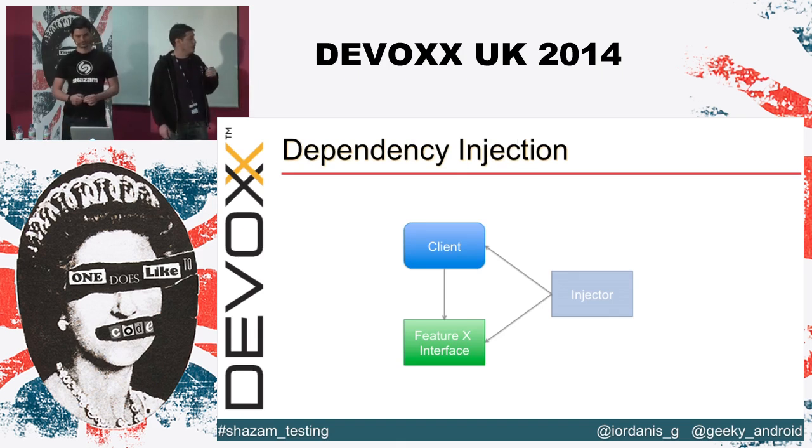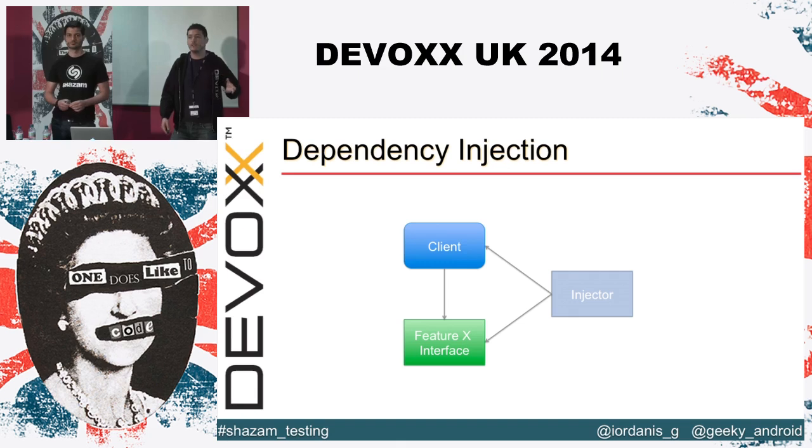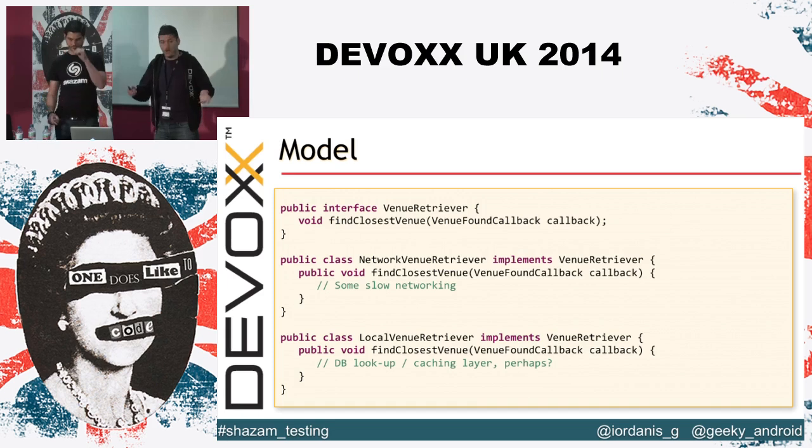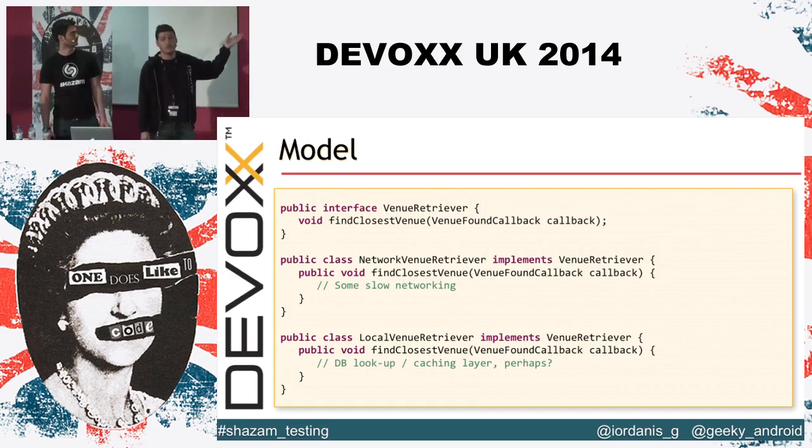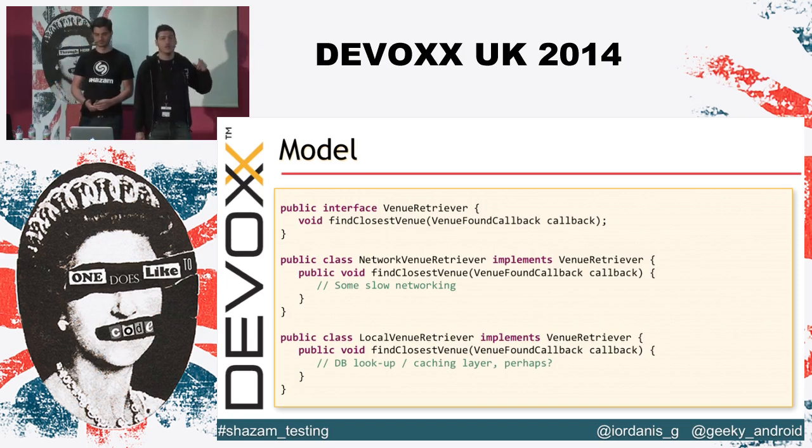Now, the way we do this is using a third-party component called the injector. The injector knows all the various implementations of an interface and supplies them to the client at runtime. And as I mentioned before, the client only is aware of the interface. Now, how would that look in the example that we talked about before? Our model defines the interface, which, as we said, is a venue retriever. There's a method on it. It's called find closest venue, and you can provide a callback to get notified when a venue is retrieved.